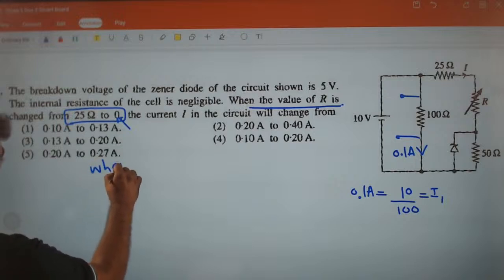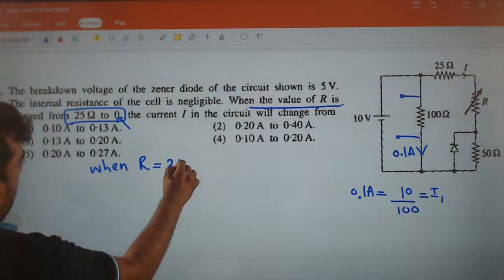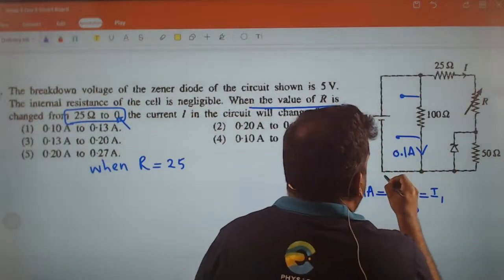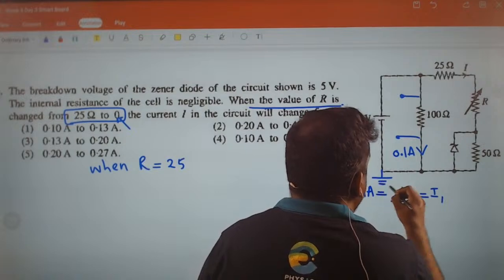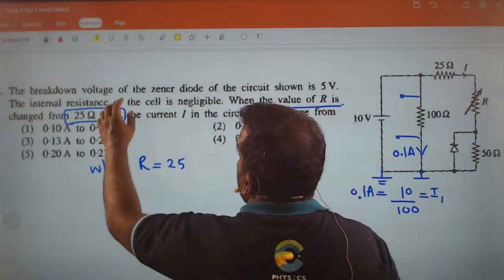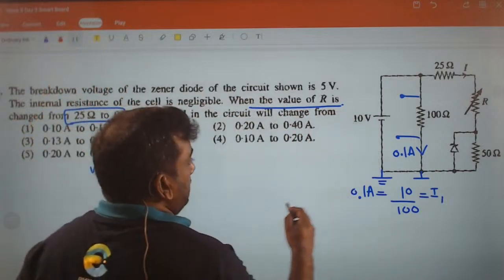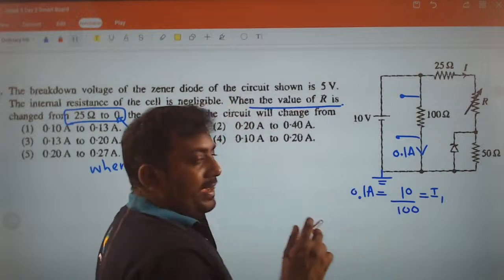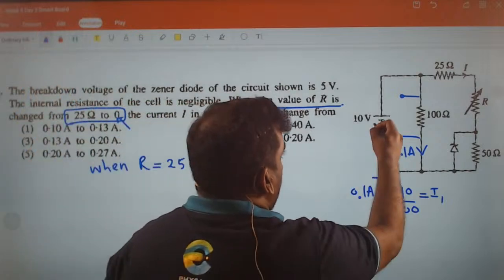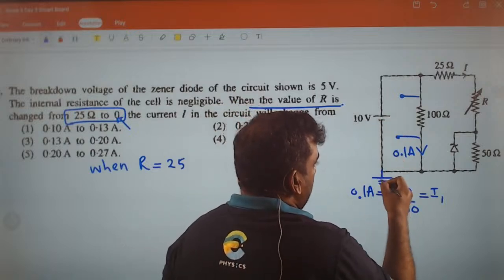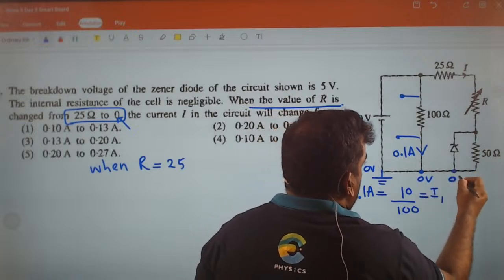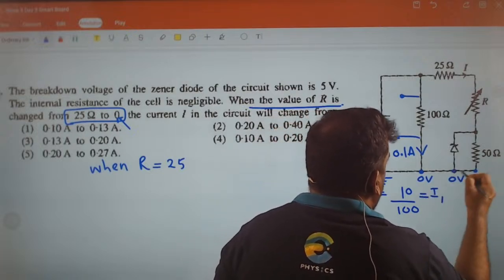When R is equal to 25, look at this carefully. Let's ground this. This will be grounded anyway, 0 volt. Normally, the negative terminal we can ground easily, so here there is no resistance. So here 0 volt means here also 0 volt, here also 0 volt. Look at the voltage carefully.